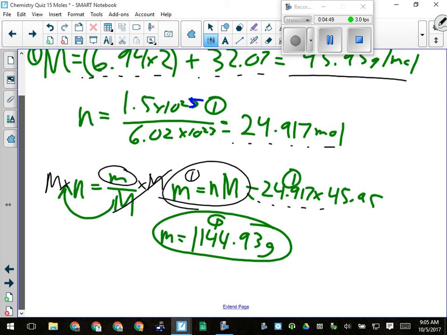1 mark for plugging in their numbers. So the number of moles, 24.917, times the molar mass, 45.95 grams per mole. And their fifth and final mark, that should be 1,144.93 grams. Make sure they have the units there.